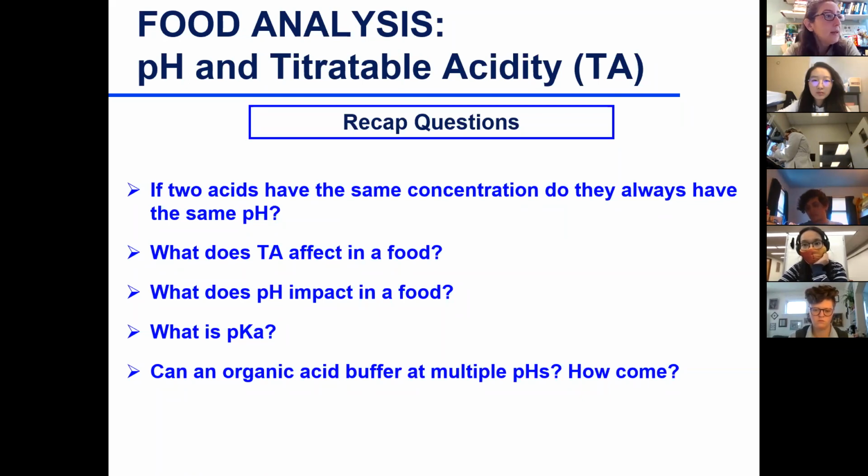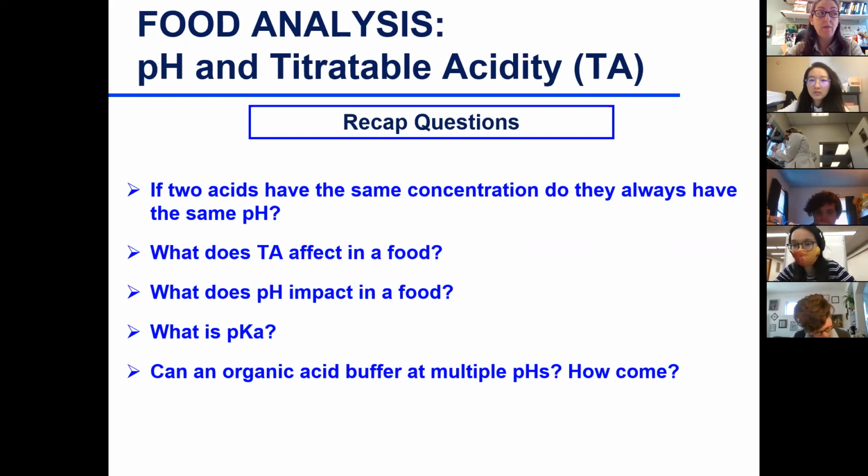So if two acids have the same concentration, do they always have the same pH? Yes or no? All right, so I get all of this no, very good. Because they can have different pKa values with multiple ones. True. And yes, so that is very true.